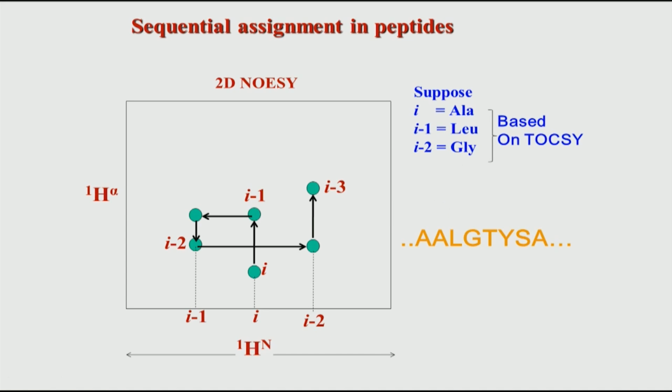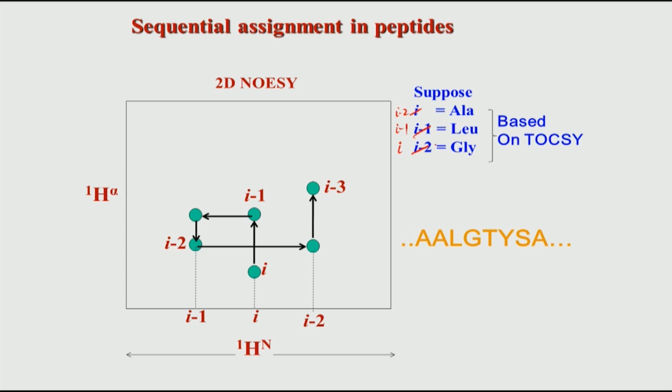There is a typo here, so let me correct this. Let me say that this I is glycine, I minus 1 is leucine, and I minus 2 is alanine. It does not matter because this is just a schematic right now.